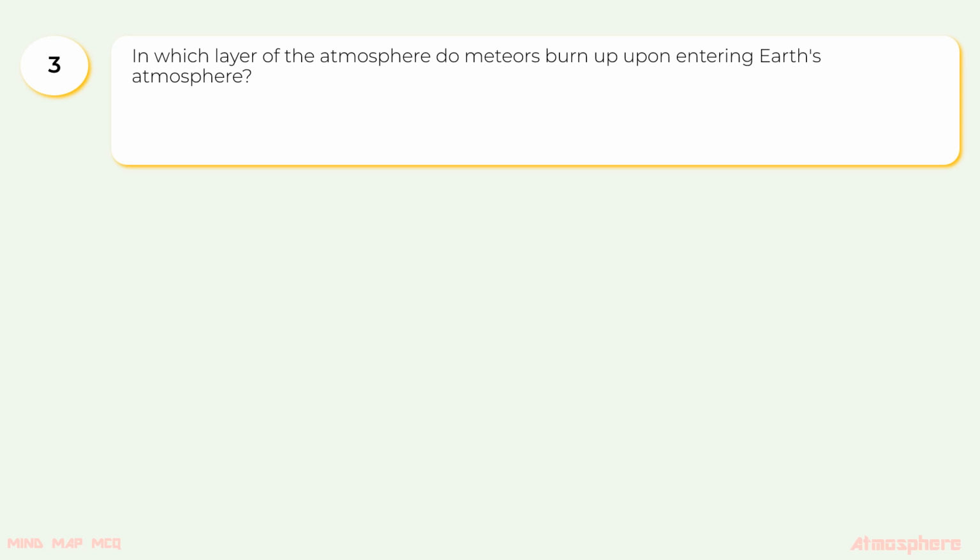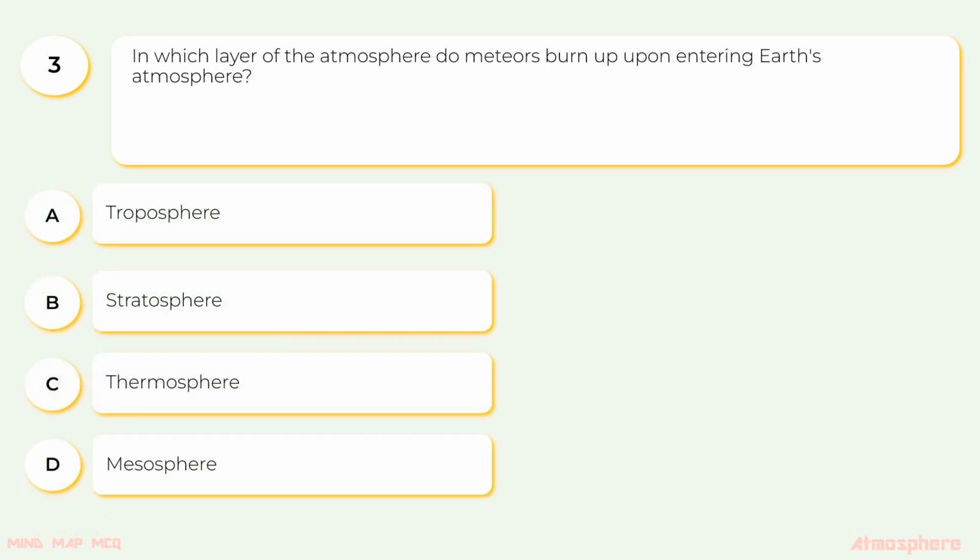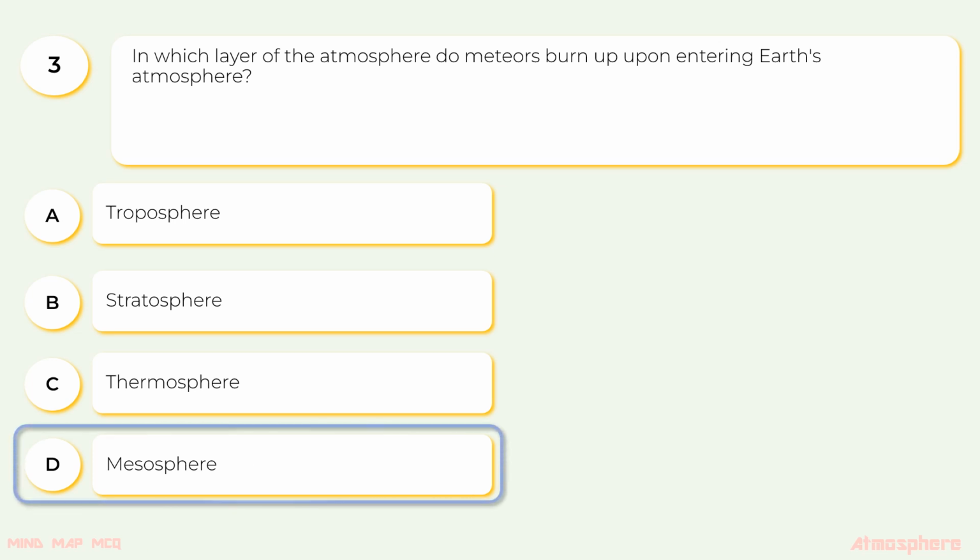3. In which layer of the atmosphere do meteors burn up on entering Earth's atmosphere? The options are A. Troposphere, B. Stratosphere, C. Thermosphere, D. Mesosphere. The correct option is D.